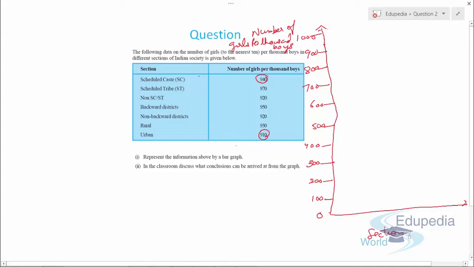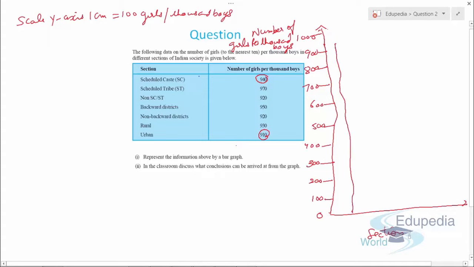Now we need to write the scale. So scale will come only for the y-axis. So scale for the y-axis we can write 1 centimeter represents 100 girls per 1000 boys, right? So this is how we have to write the scale. Now for the first, scheduled caste, it's 940, so it will come over here. Then we need to draw the graph like this, right?